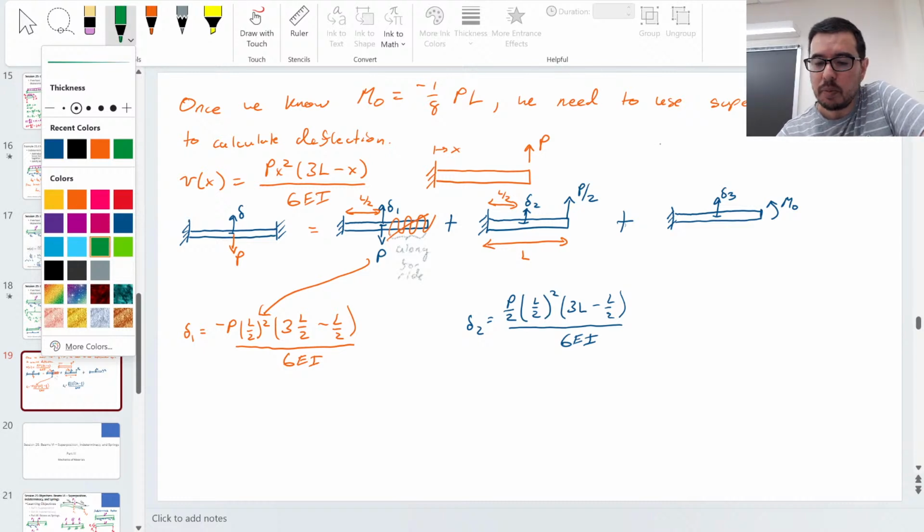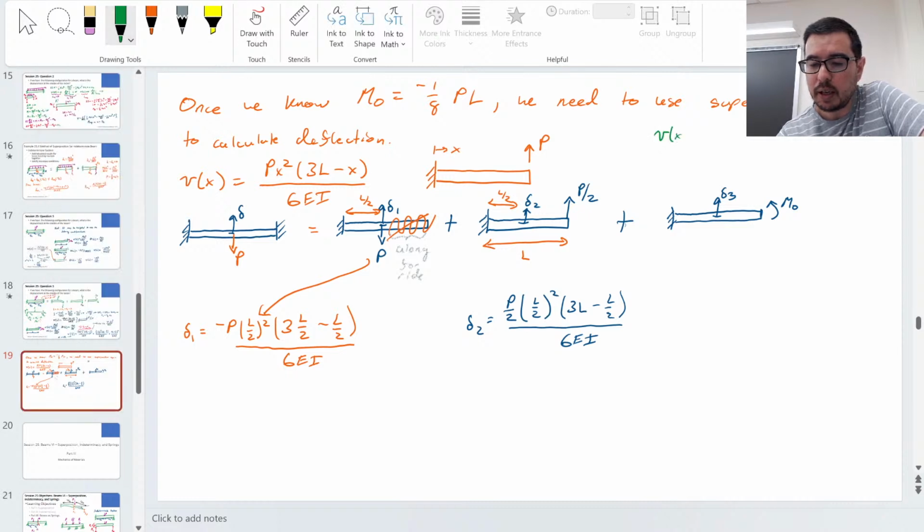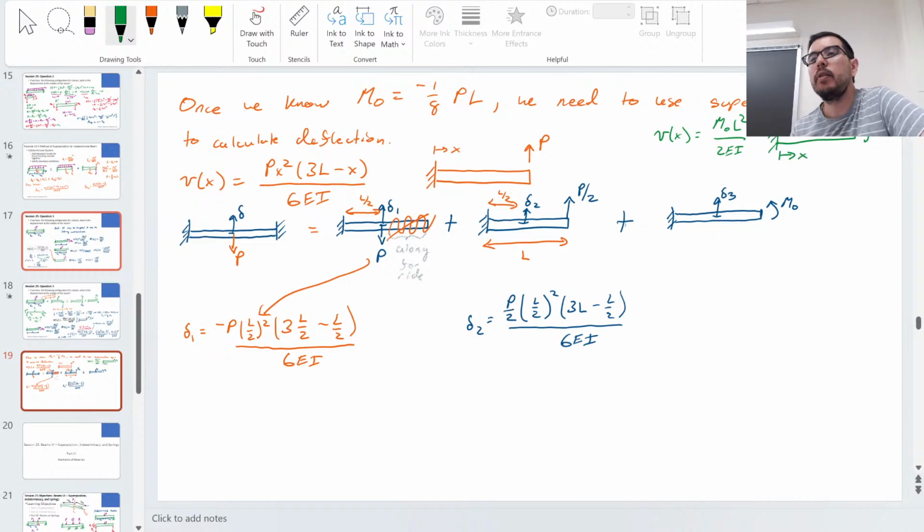The other expression we're using here is v of x equals M naught L squared over 2EI, and that's for the situation like that. That's if you're looking for the deflection at the end of the beam.